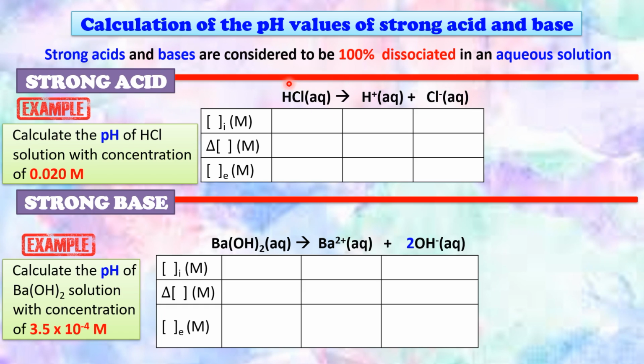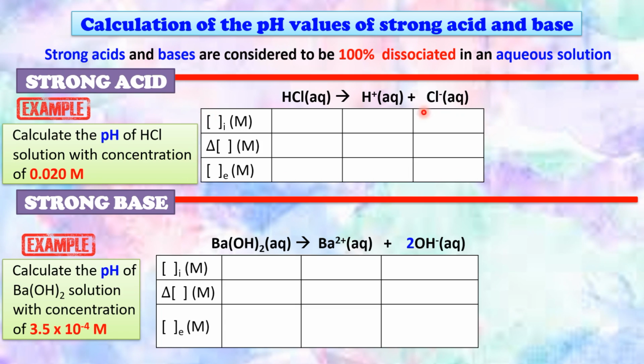Alright, so HCl is a strong acid, so it will dissociate 100%. That's why you have to use a forward arrow. And it will form H+ ion and Cl- ion. Don't forget to write the phase, aqueous. Okay, second step, we have to draw the ICE table here.